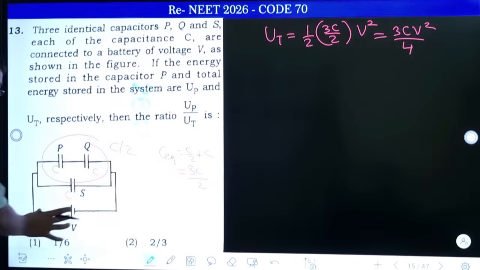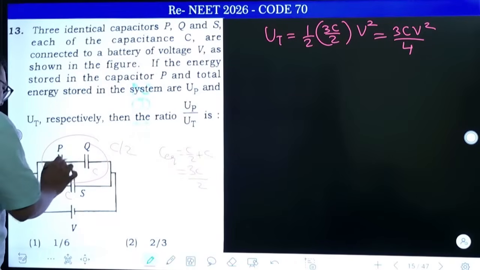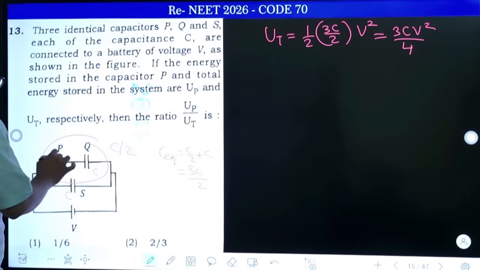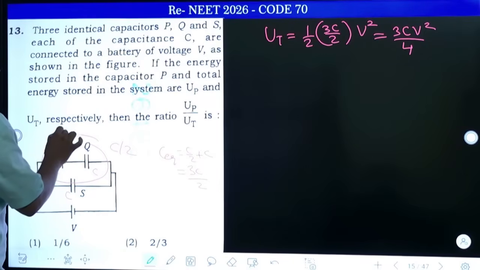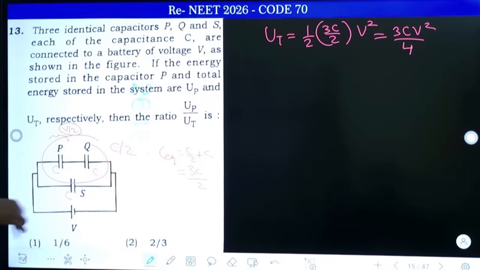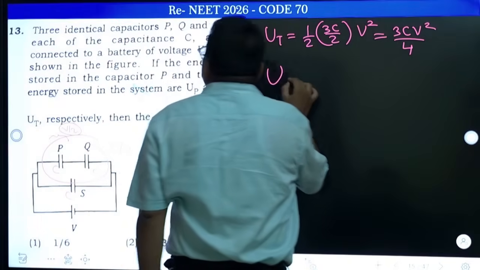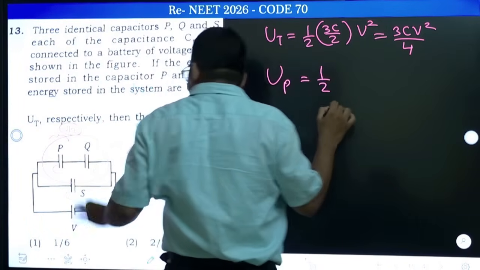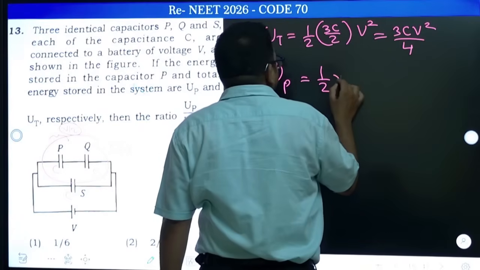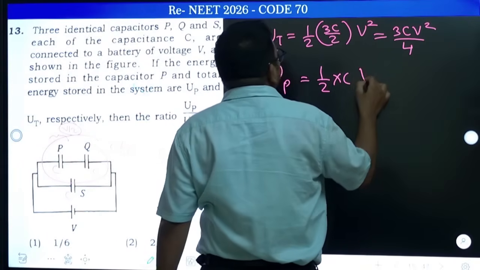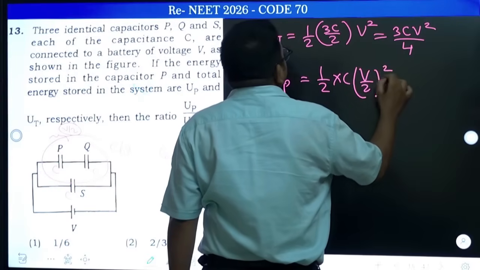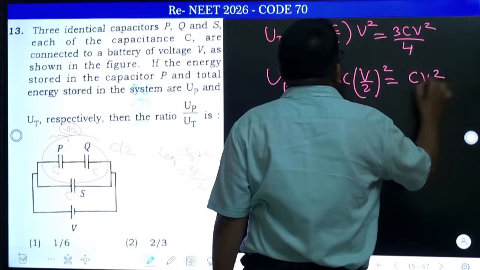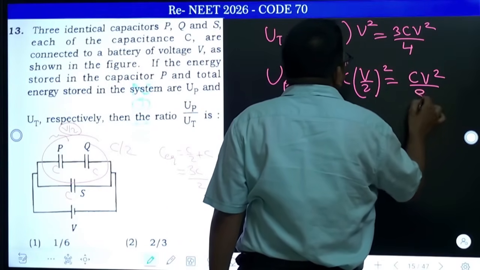So note that here also voltage is same, but they are two are there. So voltage needs to get divided into half. So voltage across P will be V by 2 definitely. Voltage will be half. So you calculate UP. So half C, C only. Voltage is half, so V by 2 whole square. So calculate this: C V square, 2 square 4 into 2, 8. This is what you are getting.